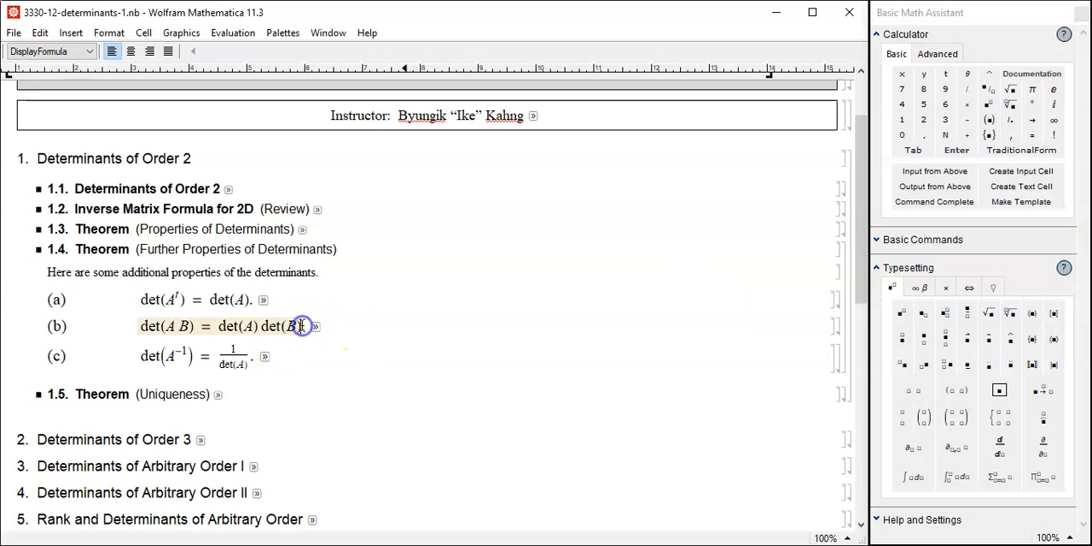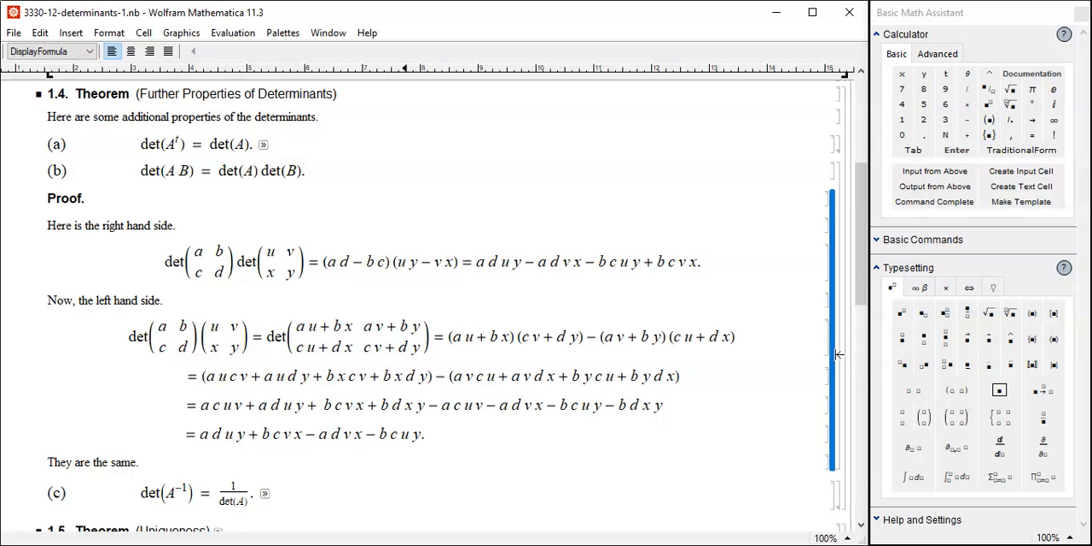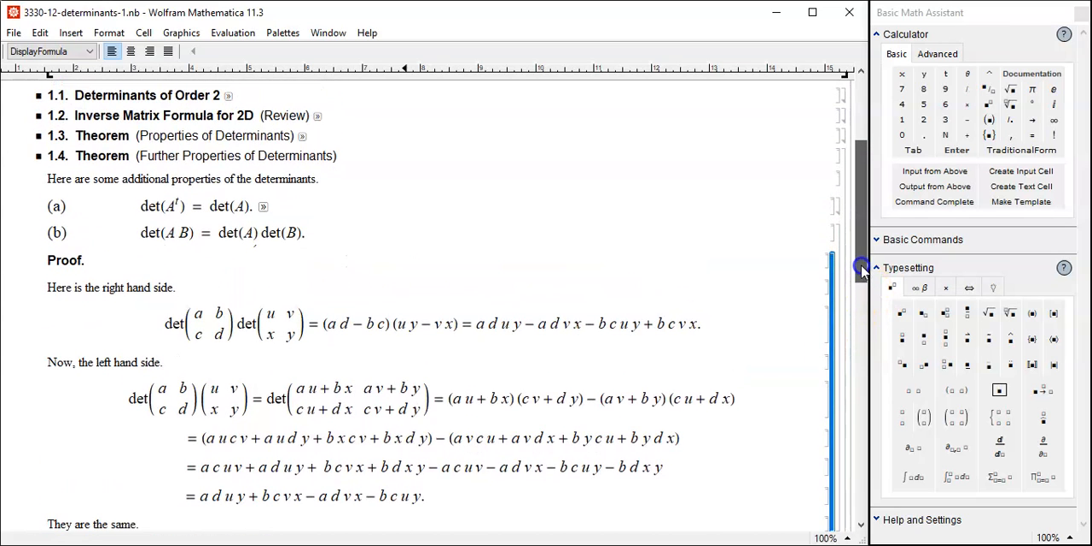How about the multiplication? That's a bit tricky, but I can prove it by brute force computation. Well, it's a bit ugly, but here we go. Determinant of ABCD, determinant of UVXY, it's AD minus BC times UY minus VX, and if you calculate it out, this is what we get.